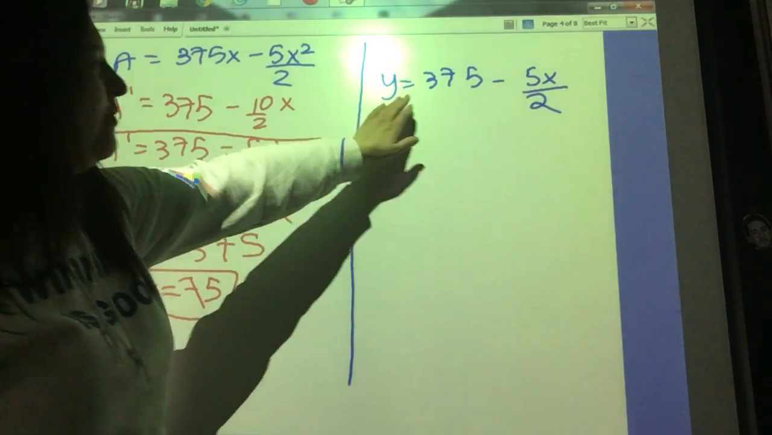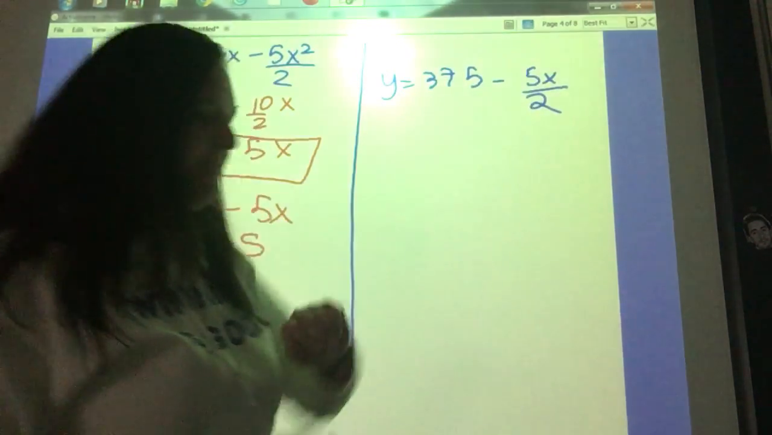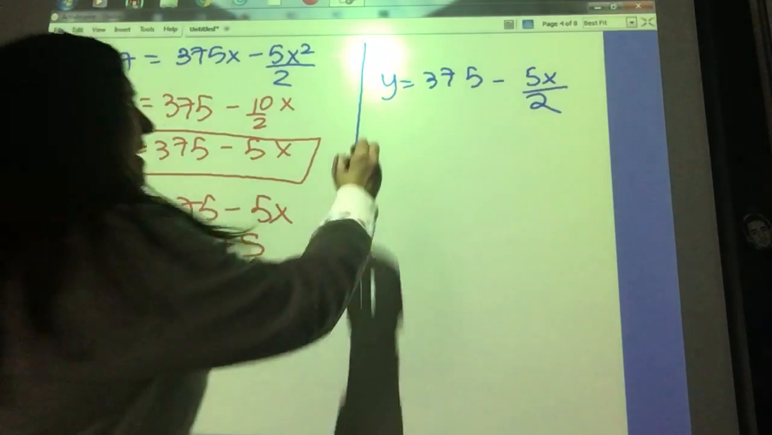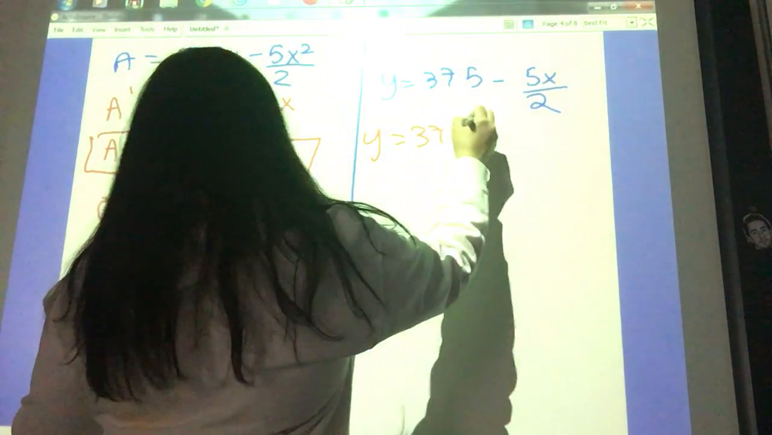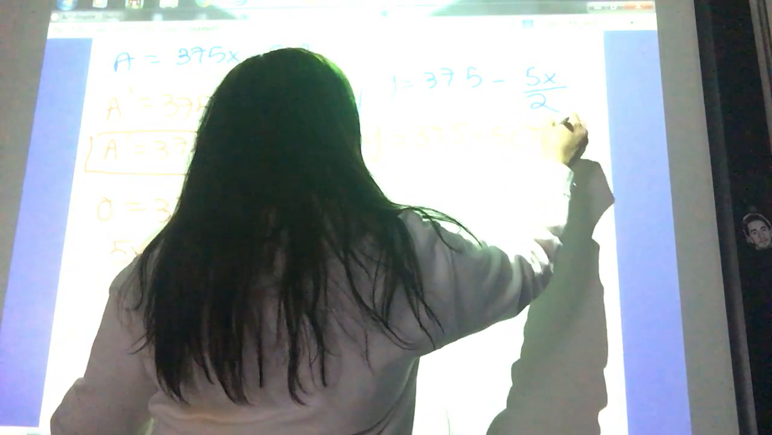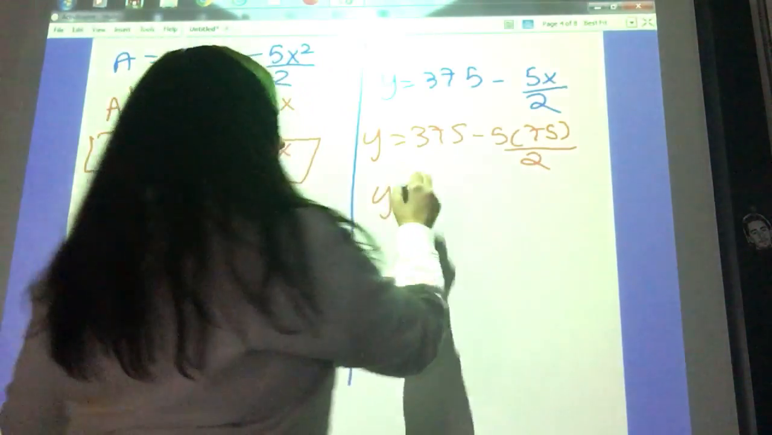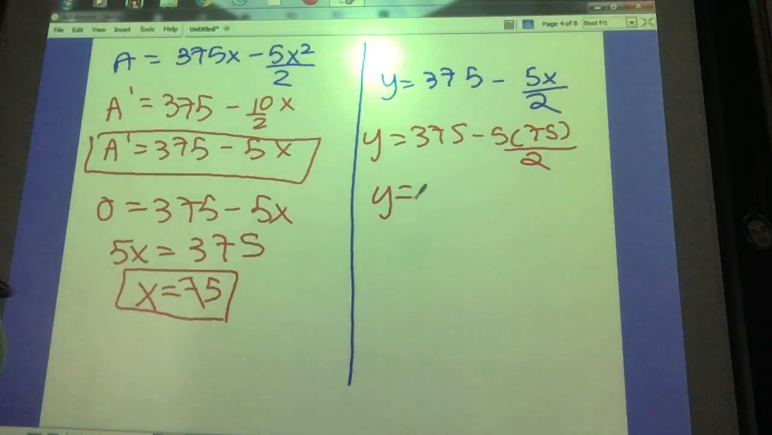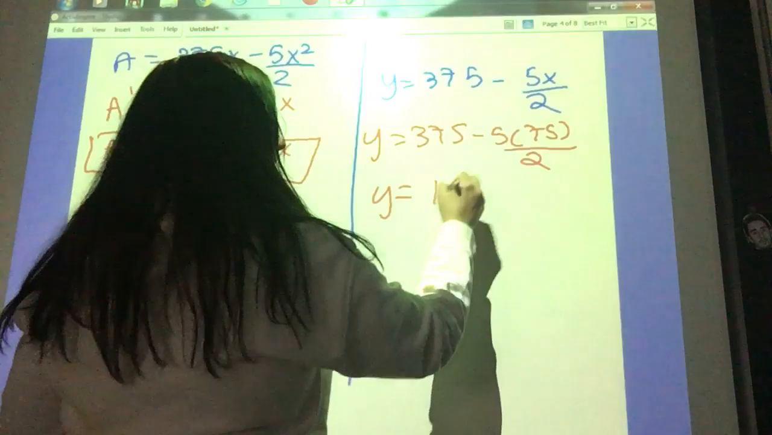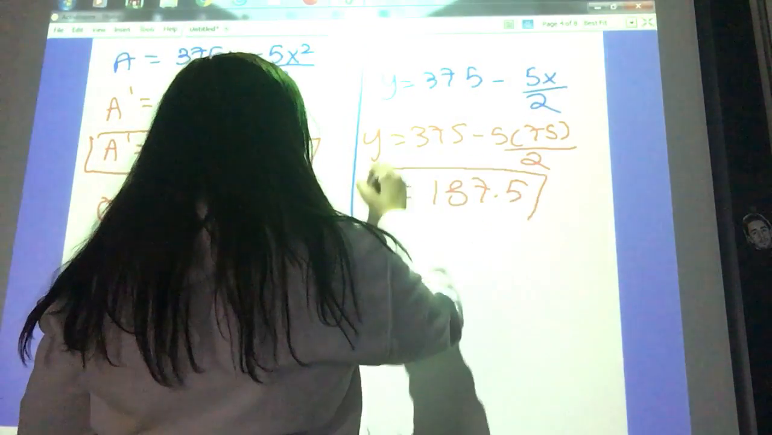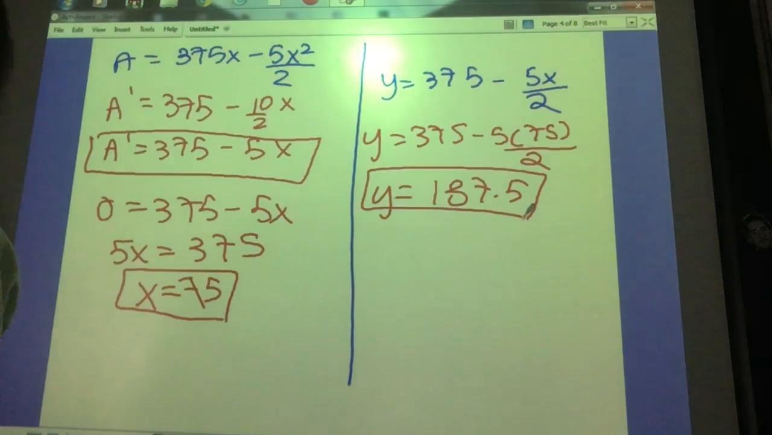So our y value was 375 minus 5x over 2. But now that I know what x is, I can easily replace the x with 75. And if I go through and solve it correctly, I should get a y value of 187.5. Okay, but we're still not done the question.